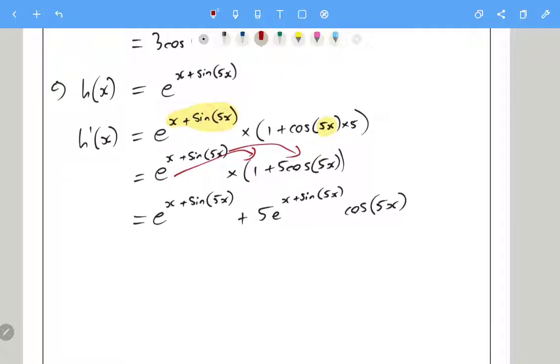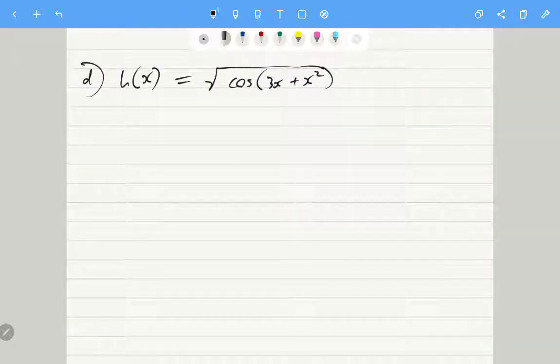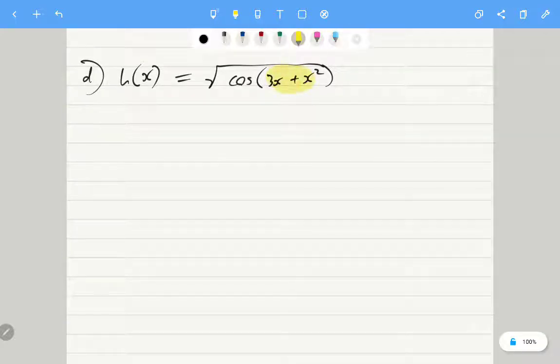Alrighty. So some more complicated looking ones. Let's do that last one. Alrighty. So this is our final one we're going to have a look at, which is h of x is equal to the square root of cos of 3x plus x squared. Now this is quite an interesting one. It's actually a function within a function within a function. So the innermost function is 3x plus x squared. The next function is cos of x, and the last function is the square root function.